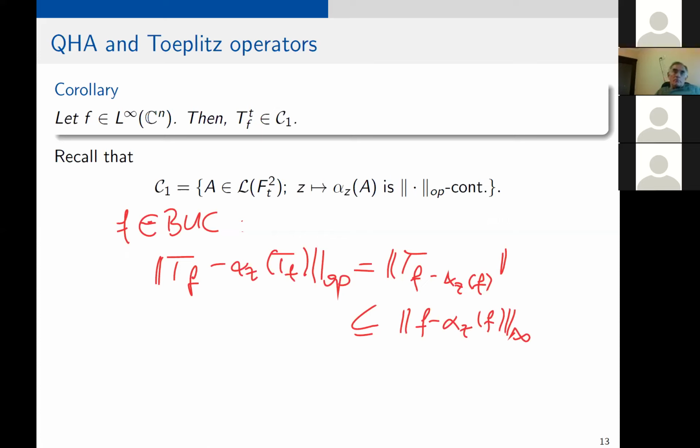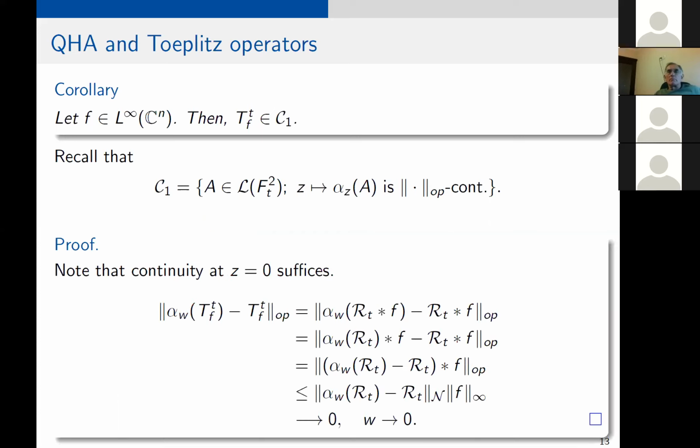This only works for bounded uniformly continuous symbols. So it's really a bit surprising that this is actually true: the Toeplitz operator is in C1 for every essentially bounded symbol. But the proof is now very short. First, note that it is sufficient to prove continuity at 0, because otherwise you can always adjoin operators, so you arrive at 0. And then you can do the following.